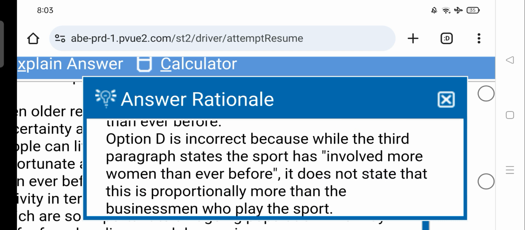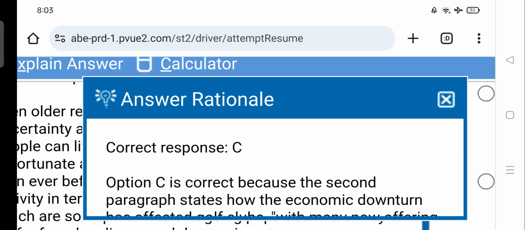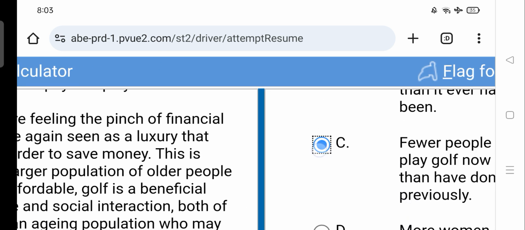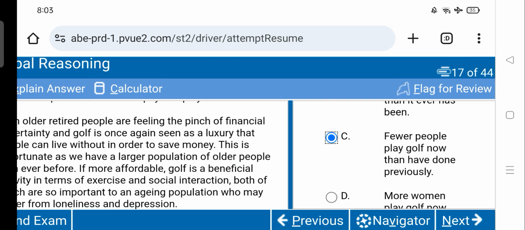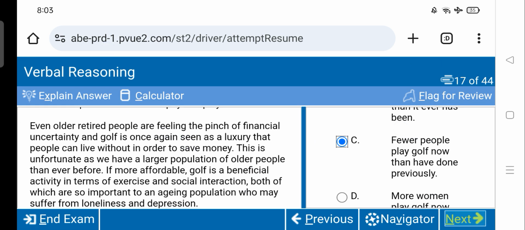Option D is incorrect. While the third paragraph states the sport has involved more women than ever before, it does not state that this is proportionally more than the businessmen who play the sport. So that's why we have option C as our correct option, which says fewer people play golf now than have done previously.